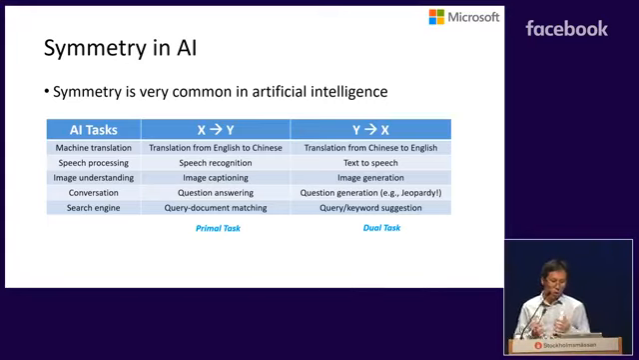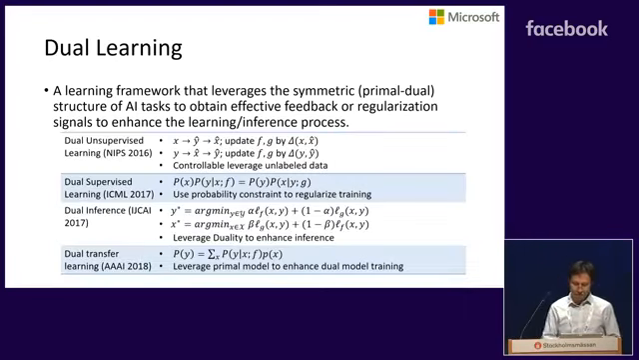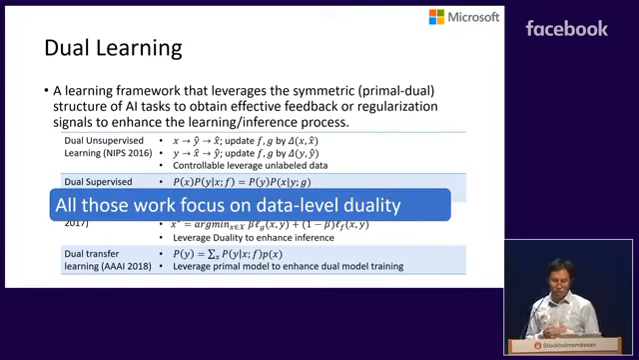So we call the task from space X to space Y the primary task, and the task from space Y to X the dual task. Dual learning is a learning framework that leverages the symmetry, or primary-dual structure, of AI tasks to boost machine learning algorithms. Dual learning has been studied in different settings, such as unsupervised, supervised, inference, or transfer settings. Actually, all of them focus on data level duality.